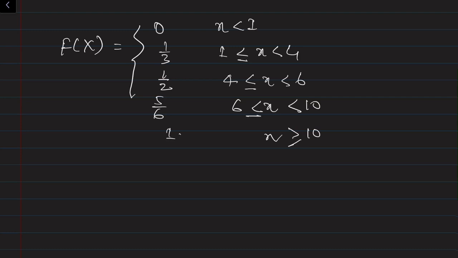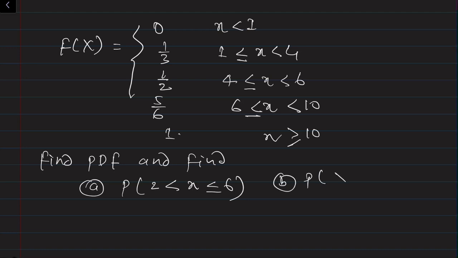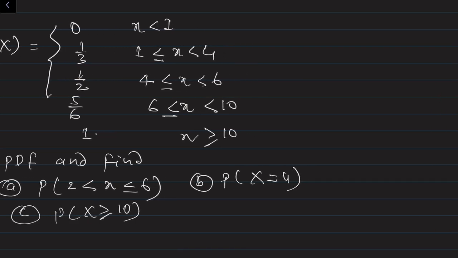So you are given a CDF and you are asked to calculate the PDF and also find the values of the following sub-questions: the probabilities when x is greater than 2 but less than or equal to 6, P(x equals 4), and P(x is greater than or equal to 10). So we are asked to calculate these probabilities as well as the PDF. So let's do this. How do we calculate the PDF? CDF is basically the sum of the probabilities, right? So we need to subtract those probabilities in order to get the PDF.